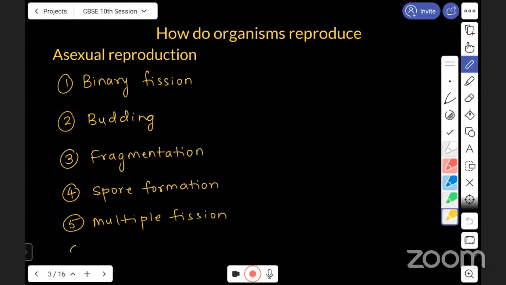Next, which we have studied is vegetative propagation, right? Vegetative propagation is simply asexual reproduction in plants. So when root, stem, leaves help in reproduction, then it will be known as vegetative propagation, right everyone?